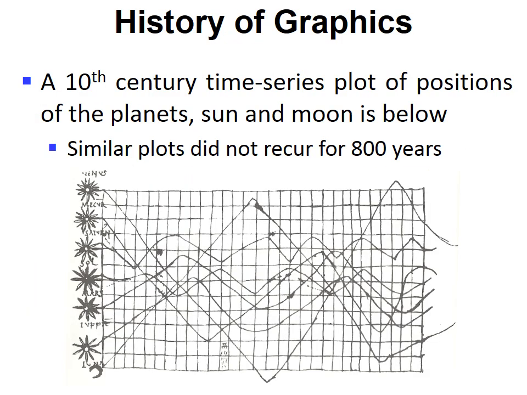Some of the earliest graphs were depictions of the motions of natural objects, such as heavenly bodies, as functions of time. The figure below is from an unknown artist of the 10th century and shows the positions of the sun, moon, and planets over the course of a year. Similar depictions were uncommon in that era and did not recur for 8 centuries.